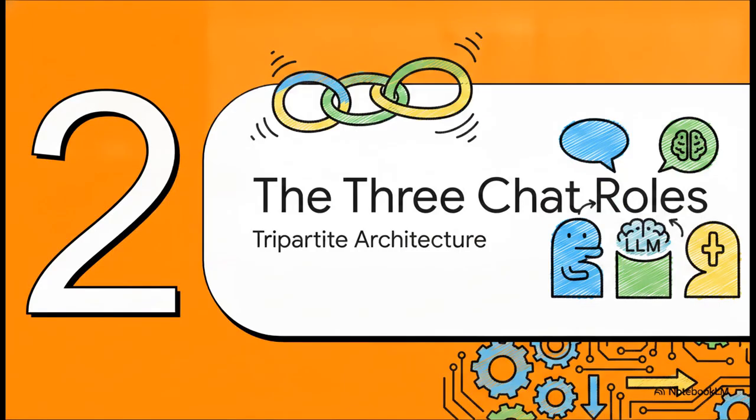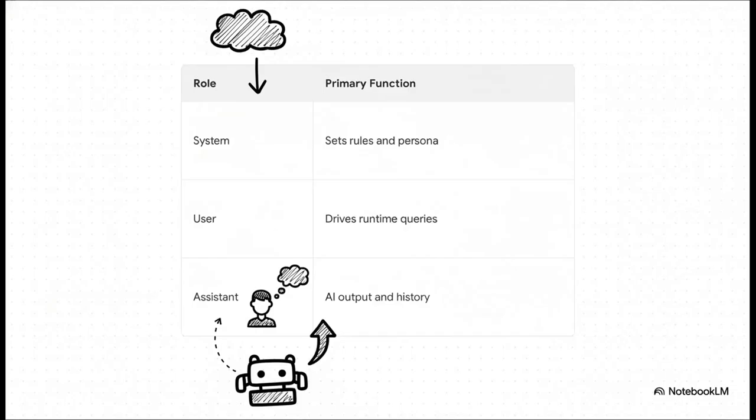Moving on to Section 2, the 3 chat roles, or what's known as the tripartite role architecture. The shift from basic autocomplete to modern chat-tuned models means that execution priority is strictly divided into 3 formal roles: the system, the user, and the assistant. This tripartite role architecture isn't just some cosmetic formatting trick. It establishes a formal hierarchy of execution priority that perfectly matches how these models were actually trained in the lab.